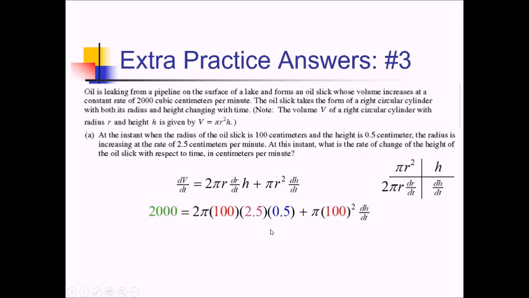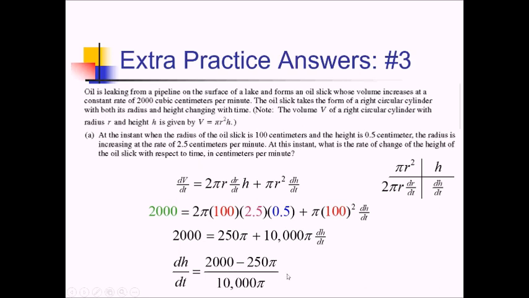And at this point, we're going to go ahead and solve for dh over dt. So let me clean things up a little bit first. This whole expression here, well, let's see, 0.5 times 100 would be 50. 50 times 2 pi is going to be 100 pi, times 2.5 would be 250 pi. So we have 2,000 equals 250 pi. Over here, this is going to be 10,000 pi dh over dt. So solving for dh over dt, let's go ahead and subtract 250 pi from both sides, and then we can divide everything by 10,000 pi.